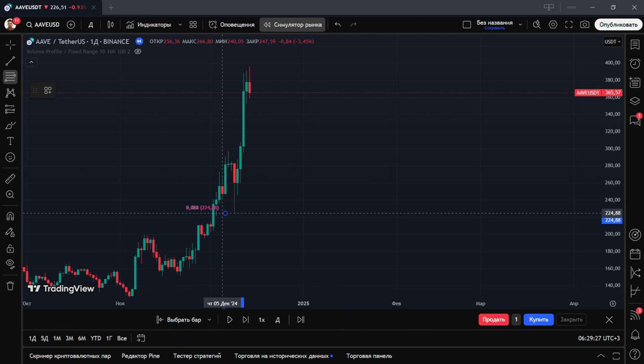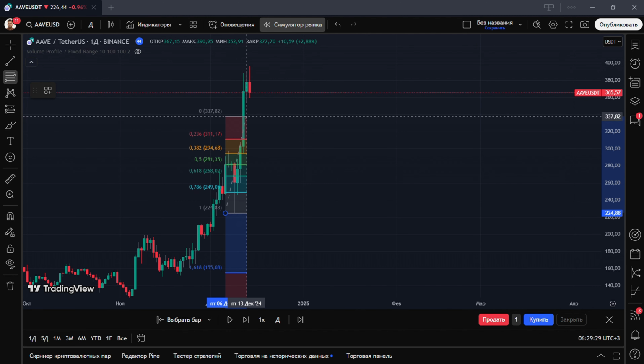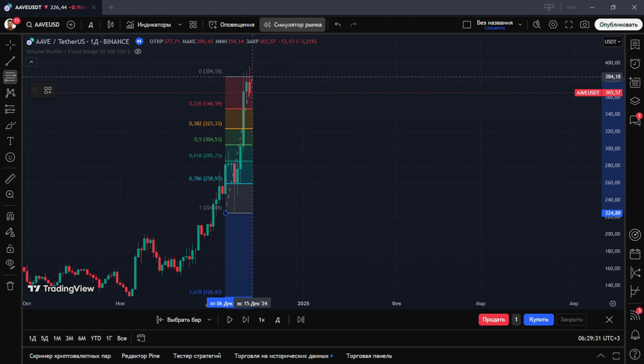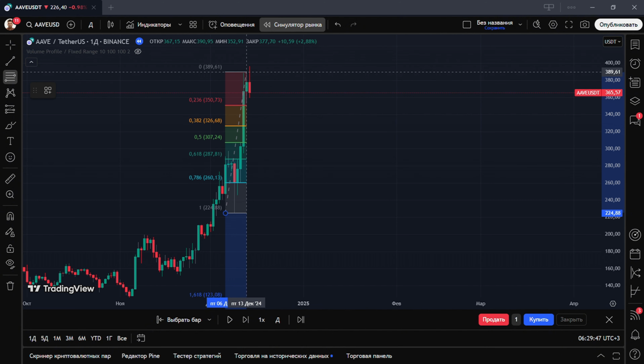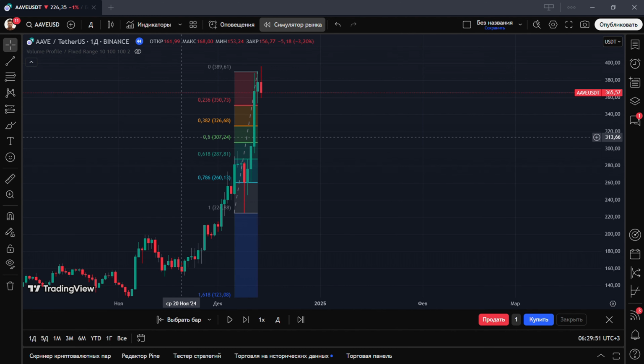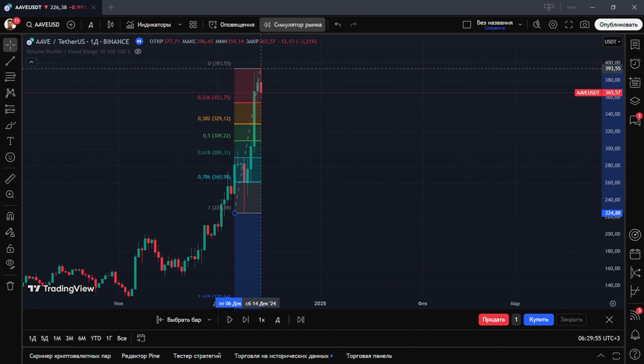And from the low, we draw a Fibonacci grid. For the high, I'm using the second candle of the reversal pattern because the last one just swept liquidity. Now we can see where the price might potentially retrace or start consolidating.